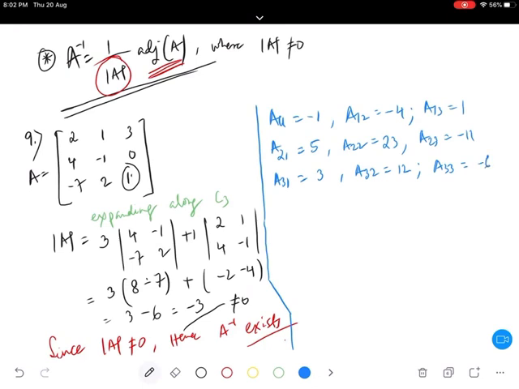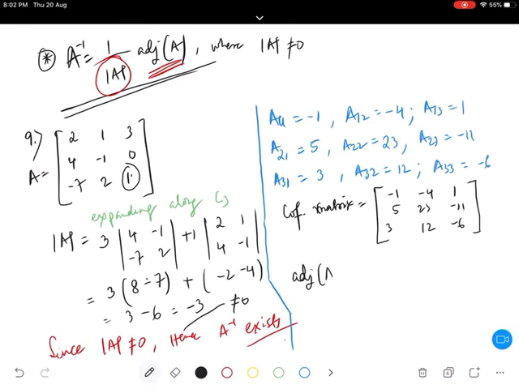So now we find the cofactor matrix. What is the cofactor matrix? Cofactor matrix is given by: minus 1, minus 4, 1, 5, 23, minus 11, and here we have 3, 12, minus 6. So now we will find the adjoint of A. What is the adjoint of A? Adjoint of A will be the transpose of this. So that is equal to what? Minus 1, minus 4, 1, 5, 23, minus 11, 3, 12, minus 6.